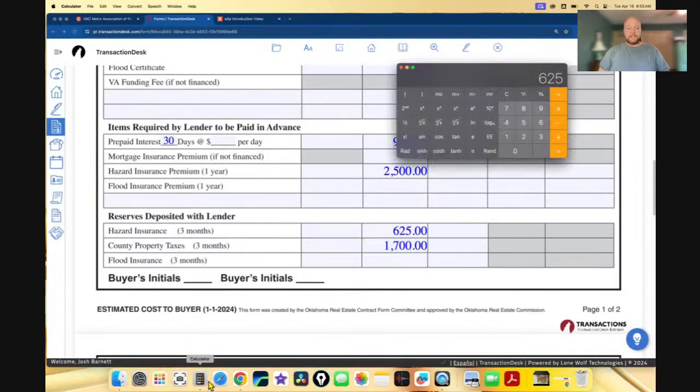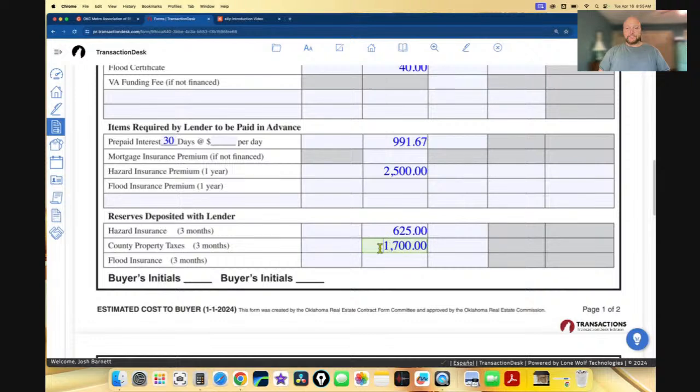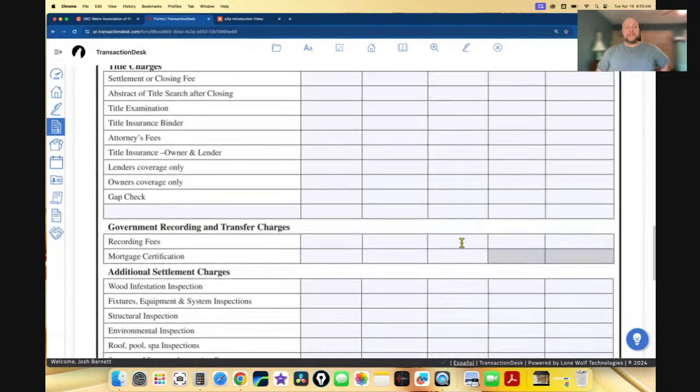And then I want to divide that by 3 real quick. Let me go over here to the calculator. 1,700 divided by 3 gives me 567. We're only putting good numbers on this estimated cost form. We're not putting any bad numbers on it. Scrolling on down right here, guys.